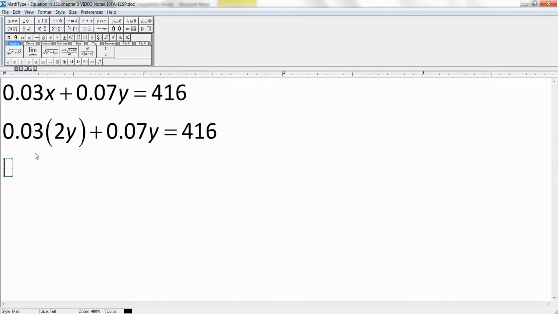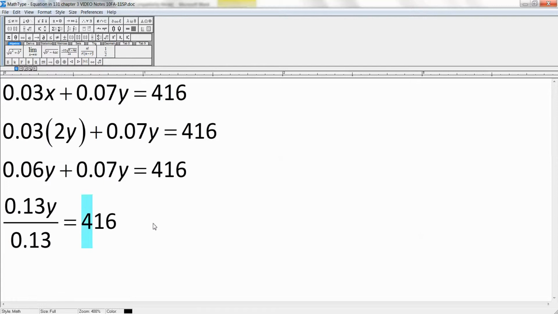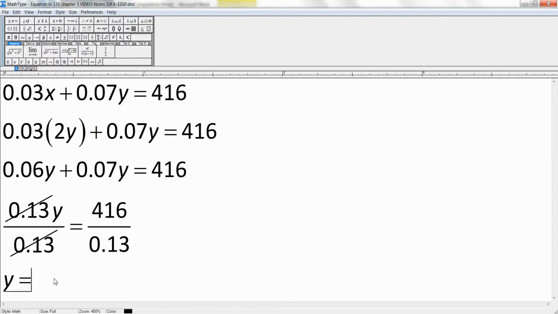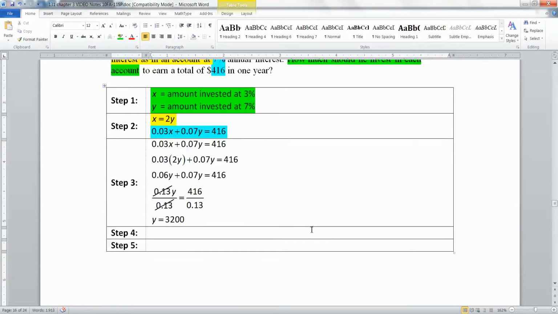And then we just got to finish it out. You have an equation with just y in it. So you go, okay, that's 0.06y plus 0.07y equals 416. That's 0.13, because 6 and 7 makes 13, right? So 0.13y equals 416. Divide both sides by 0.13. There we go. And you will luck out, because this is going to work out to be a whole number. It will not always work like that, but this one did.